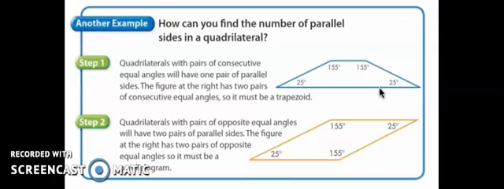So if you're listing your angle measurements and two are next to each other that are the same, then you know that it's a trapezoid. If it's opposite, like 25, 150, 25, 150, then you know that it is a parallelogram. It has two sets of opposite sides.